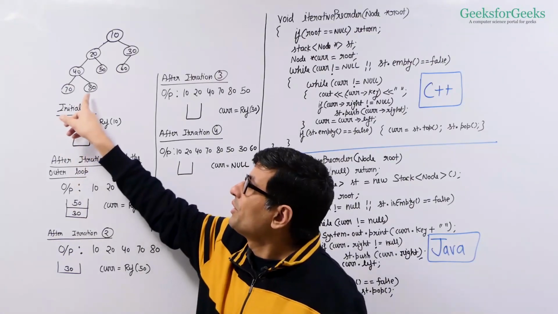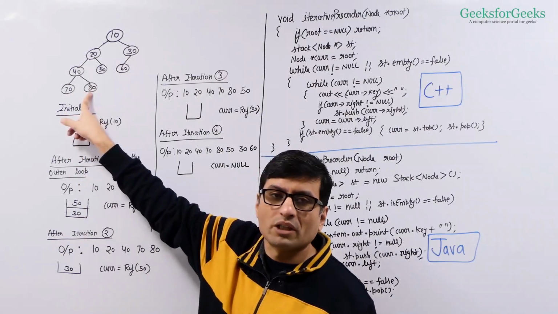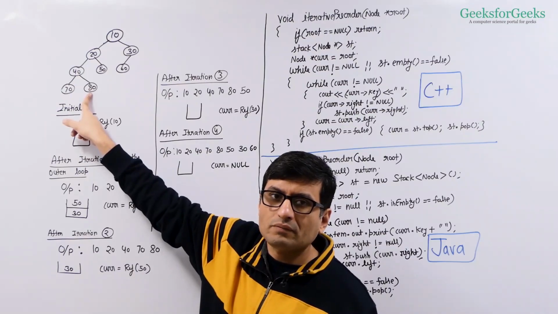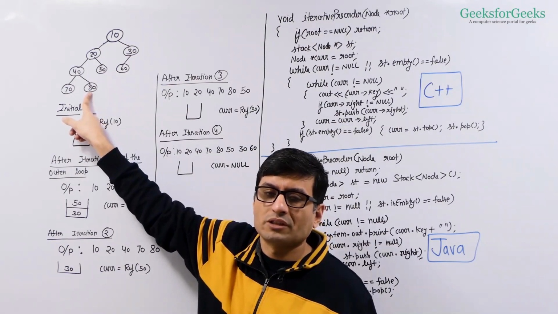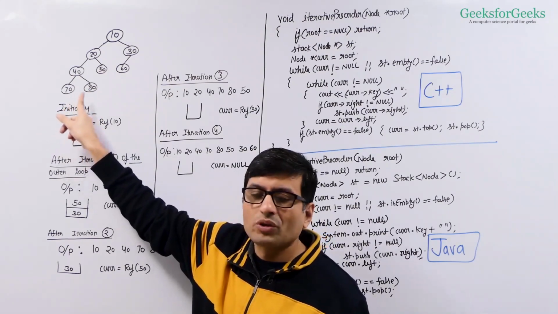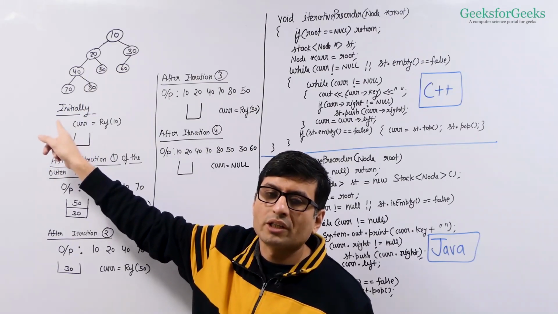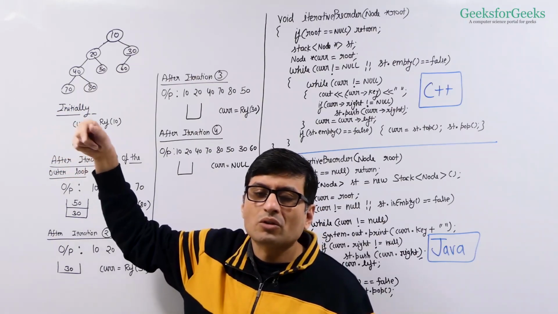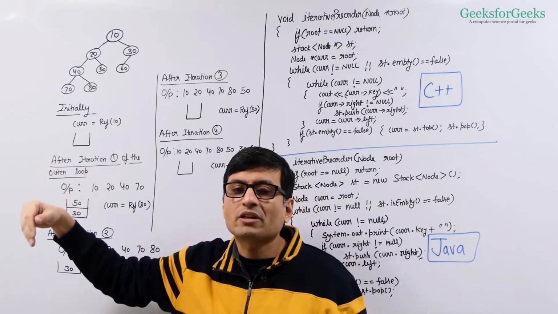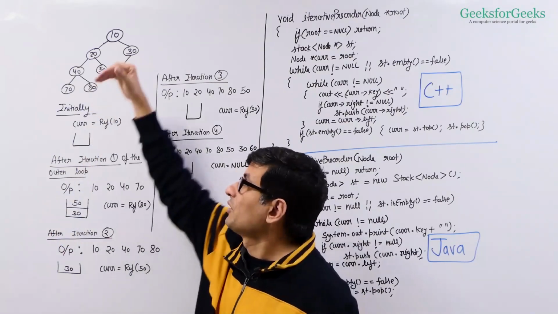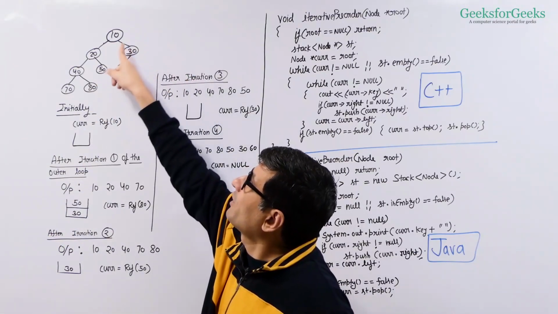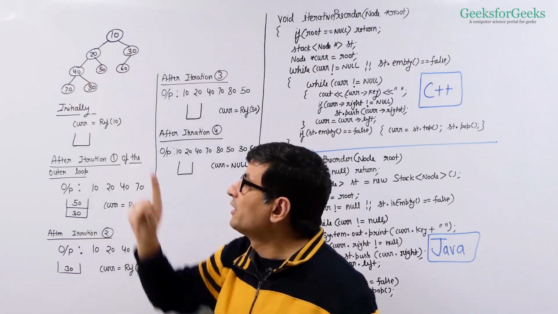So what we do? We take out the stack top now. Now we take out 80 and we repeat the same process for it. If 80 has left, left, left, we go to left, left, left. We keep on printing them and keep on going to the left side and keep on pushing their right children into the stack in this order. For example, here for 10 we have 30, then 50, then 80.